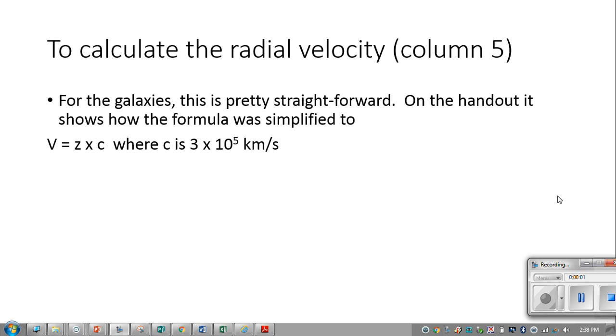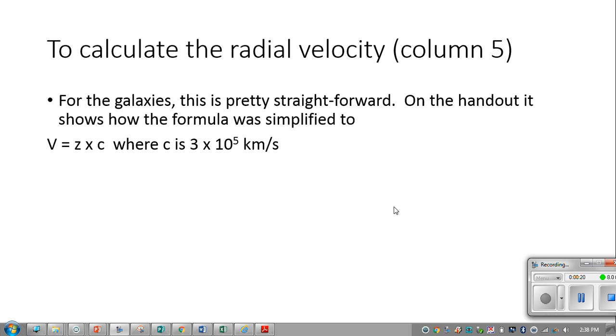The second problem is going to have you calculate the radial velocity. So they told you on the worksheet that the galaxy part is pretty straightforward. V equals z times c, because you know what that z is the same thing as delta lambda over lambda. So you can just use the information from that column.